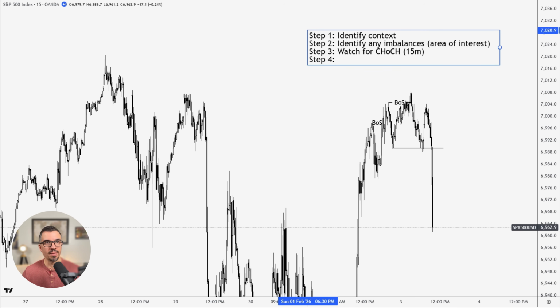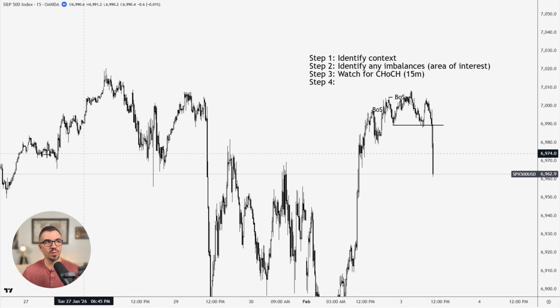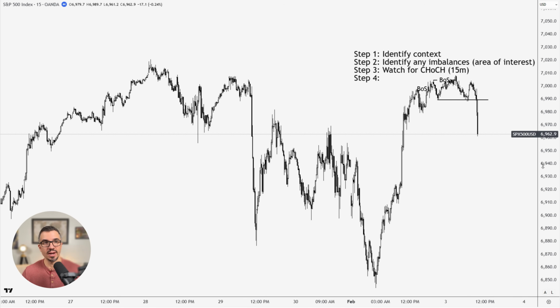Now, the point I'm making is that if we know a market will often come back to areas like this, and we look at areas like this for a potential entry, then why not also use this for targets? Why not use things like fair value gaps for targets? And we absolutely can and should.